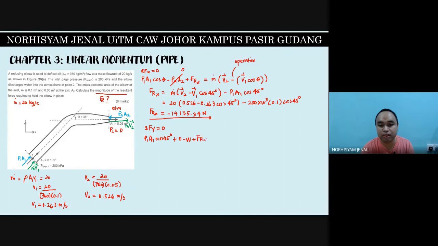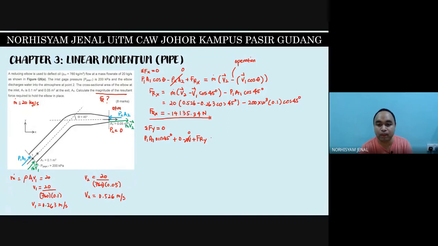So remember for this Y direction, we have W weight, but the question did not give us any weight. So we can just assume it is zero. If the question give you any weight or mass, for example, you need to find in terms of weight. For example, if the question give you 20 kilogram, make sure you change it into weight by multiplying with 9.81. Okay, for this question at this moment, we don't have any of that. So we can just do zero. Okay, FRY over here will be always positive.